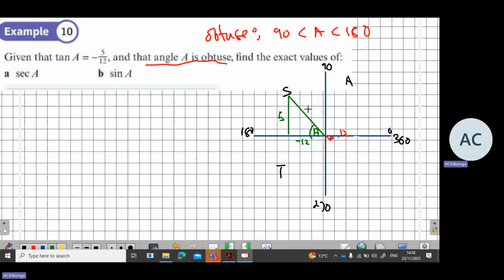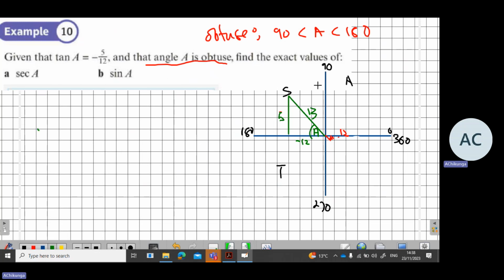Doing Pythagoras' theorem, I want to believe this is 13, even though I'm not sure, but it should be 13 anyway. 144 plus 25 is 169. Yeah, that's correct. Now, that's done.